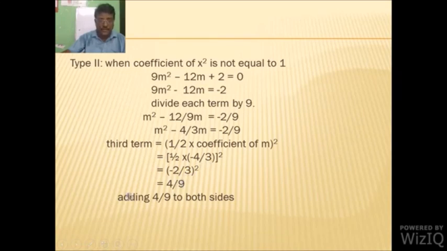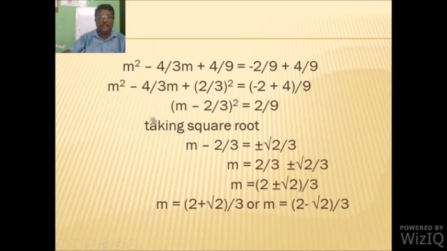What do you get? That is equal to 4 upon 9. This we have to add on both sides. So what do you get? M square minus 4 upon 3m plus 4 upon 9 equal to minus 2 upon 9 plus 4 upon 9. After simplifying this, you can see the left side becomes a complete square.